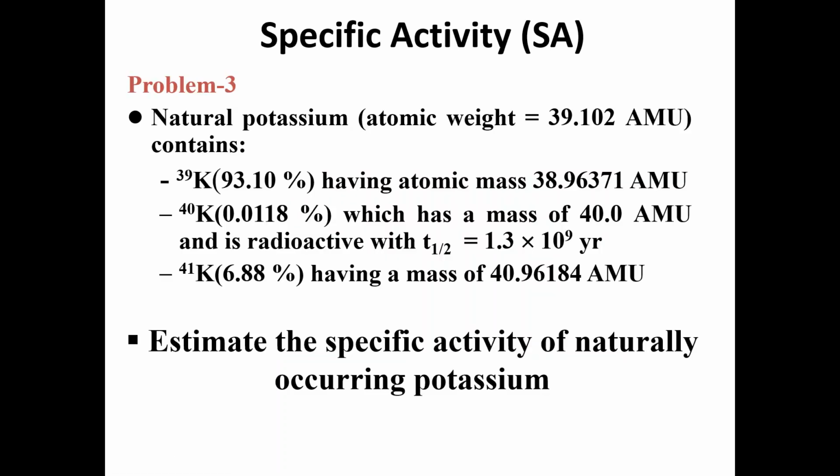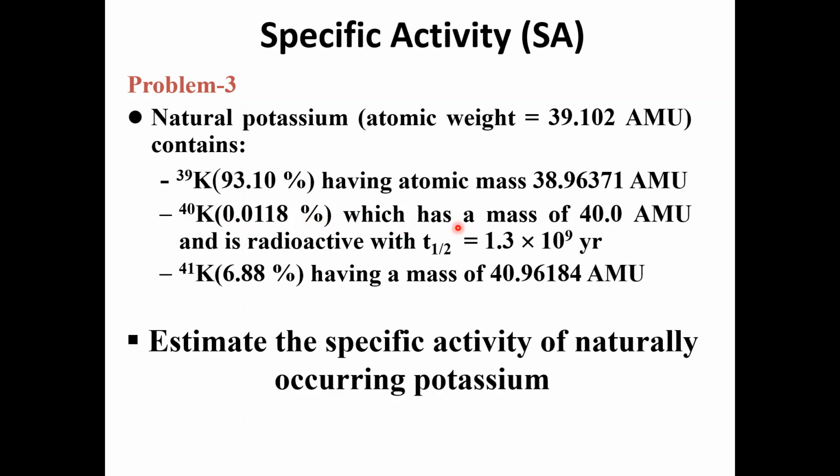So there are more problems. That is problem number 3. You are asked to calculate something for natural potassium with an atomic weight of 39.102 atomic mass units. It contains potassium 39, 93.10%, with an atomic mass of 38.9637 AMU.